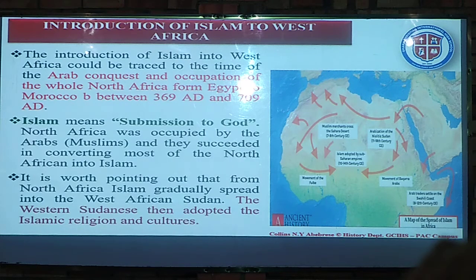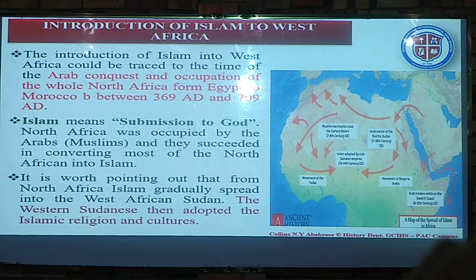So we are aware that the North Africans were conquered by the Arabs, and as you can see in the map over there, that is the North Africans being conquered in the Arab area. We shall look at the map as we move on later. Now, what then does Islam mean? Islam means submission to God. So the word Islam means submitting to Allah or God, doing the will of God.